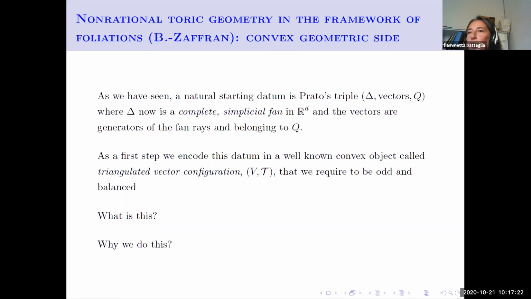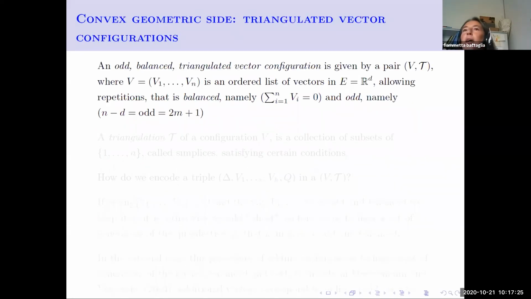So what is this? This is a pair (V, T). V is a vector configuration. It is simply an ordered list of vectors that live in R^d. We can allow repetition, and this list of vectors is balanced. This means the sum of these vectors is 0, and odd. So the difference between the number of vectors and the dimension is odd.